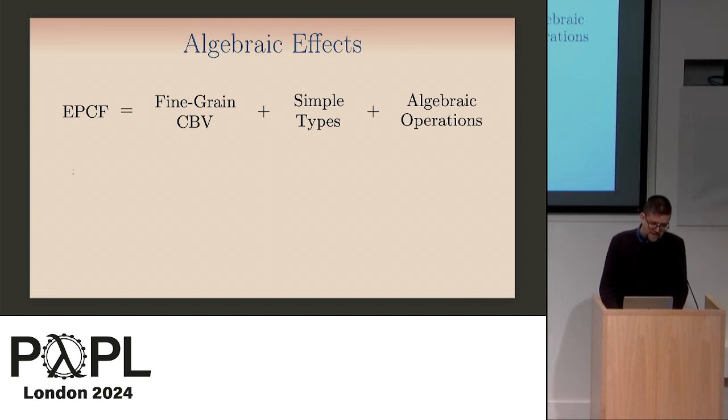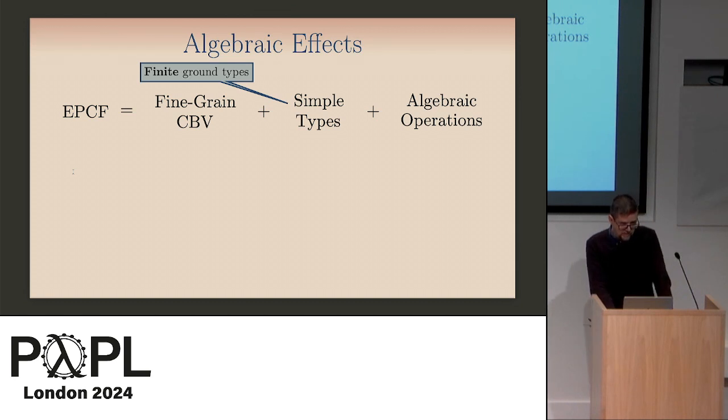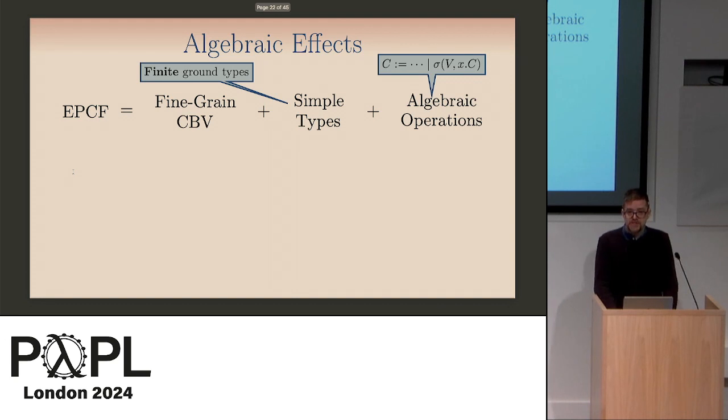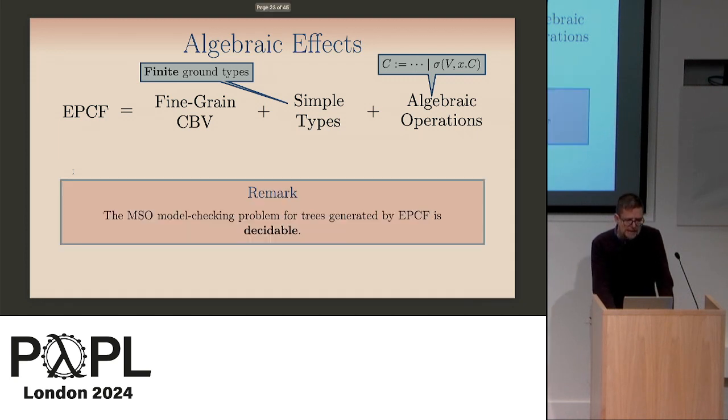It's a fine-grained call-by-value calculus with simple types and algebraic operations. And the simple types are such that the ground types are finite. Otherwise, there's not so much hope to get a decidable model checking problem. Algebraic operations are parametric, and both the parameter and the argument to the continuation are ground and finite. Not so surprisingly, you can prove that the MSO model checking problem for EPCF remains decidable.